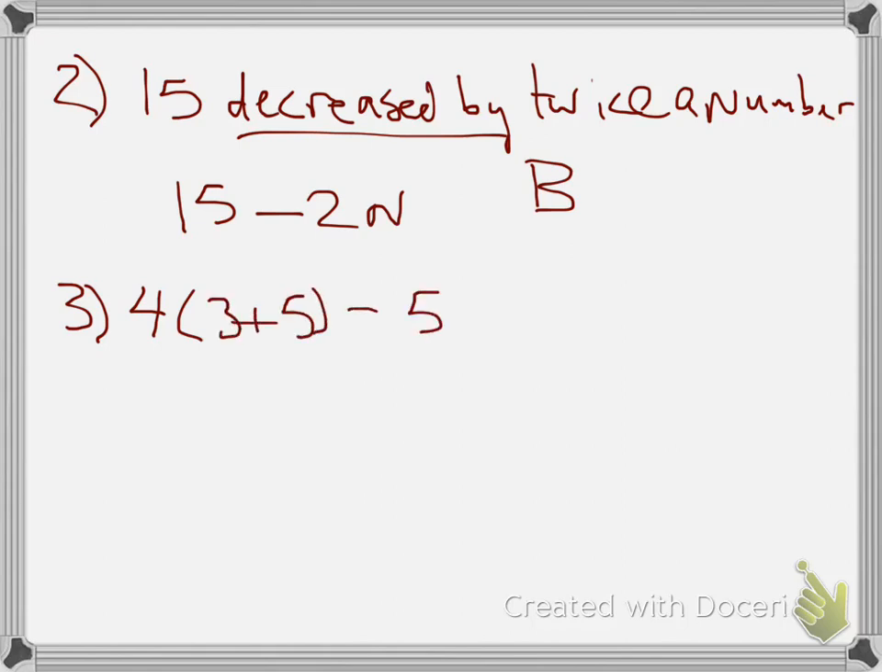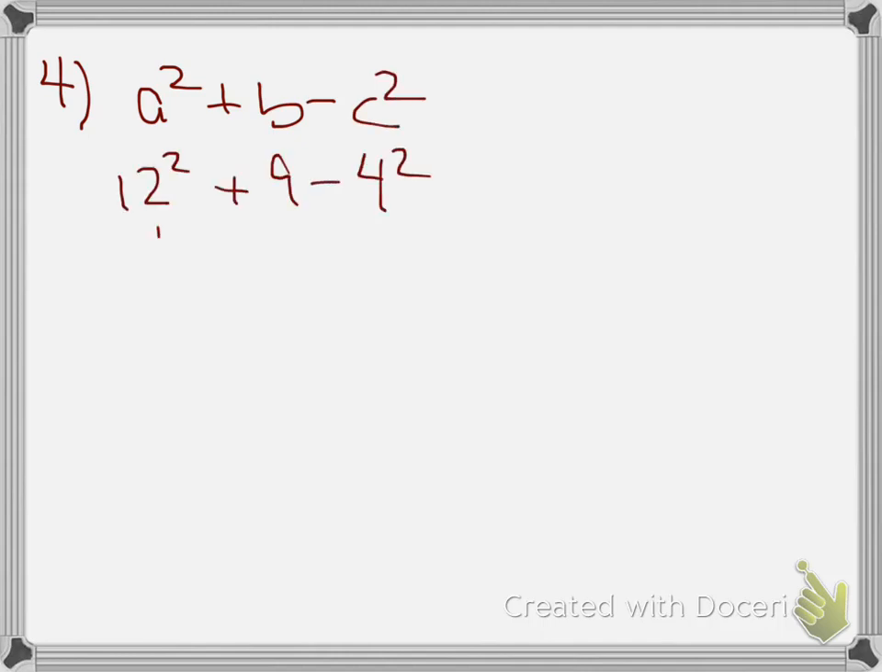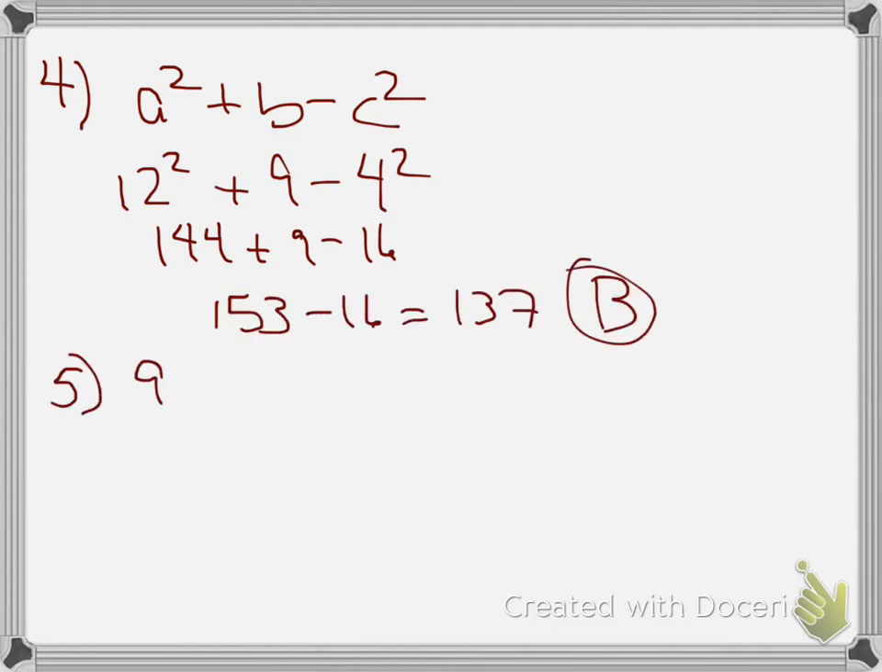Number 3, you can just work that out. Use a calculator if you wanted to. You should get an answer of, I don't even remember, 12. C. So that one should be pretty easy. Maybe it's on there, maybe it's not. Number 4, just plug the numbers in, find the answer. You get like 137, so the correct answer is B.